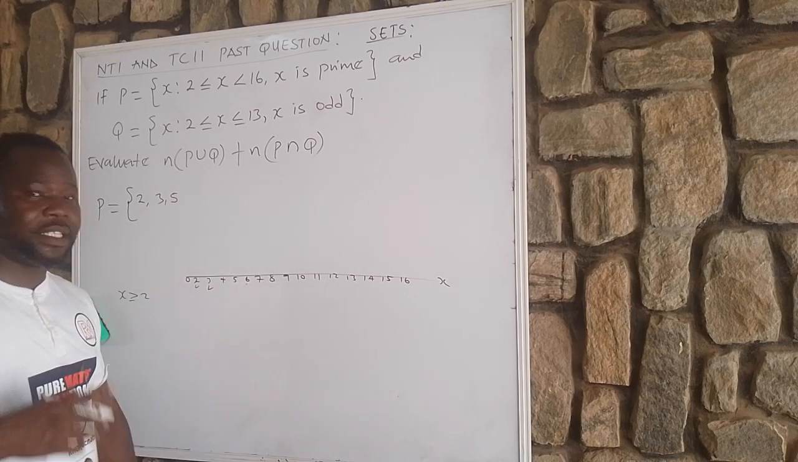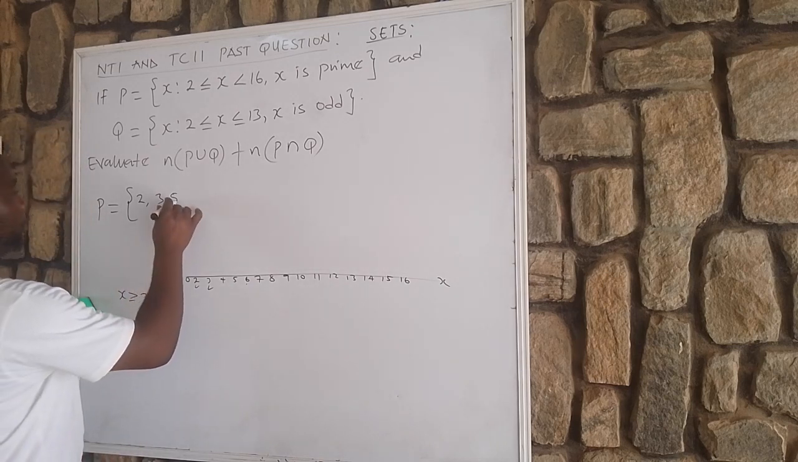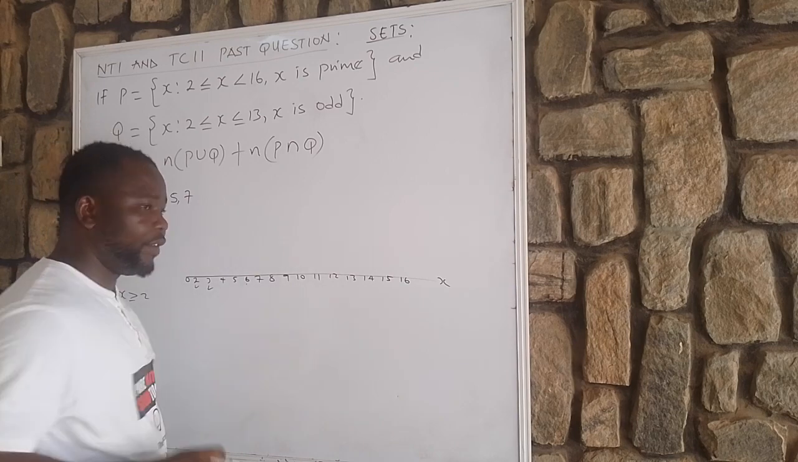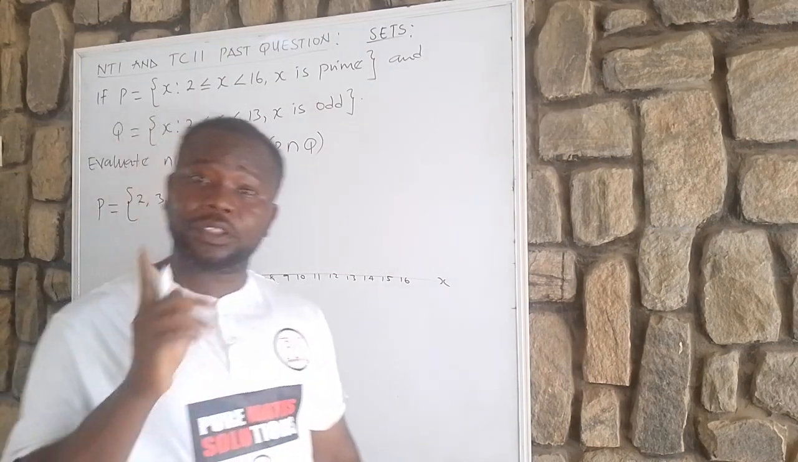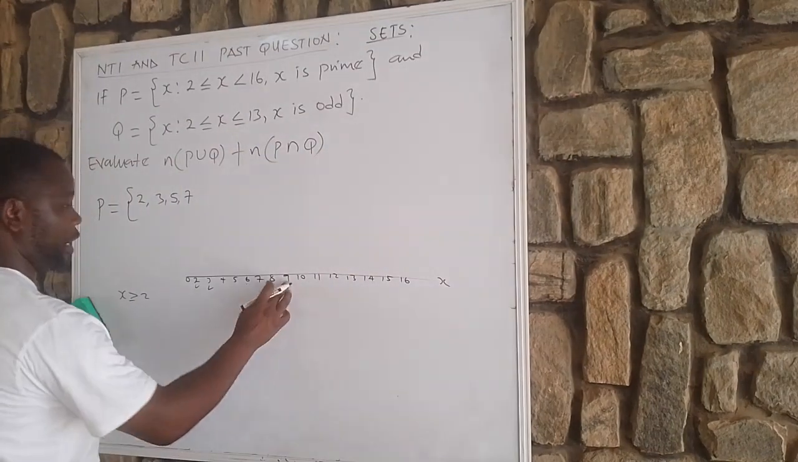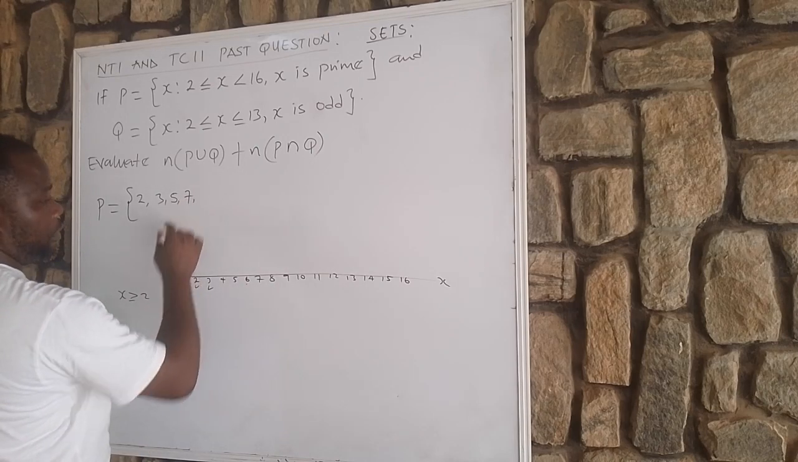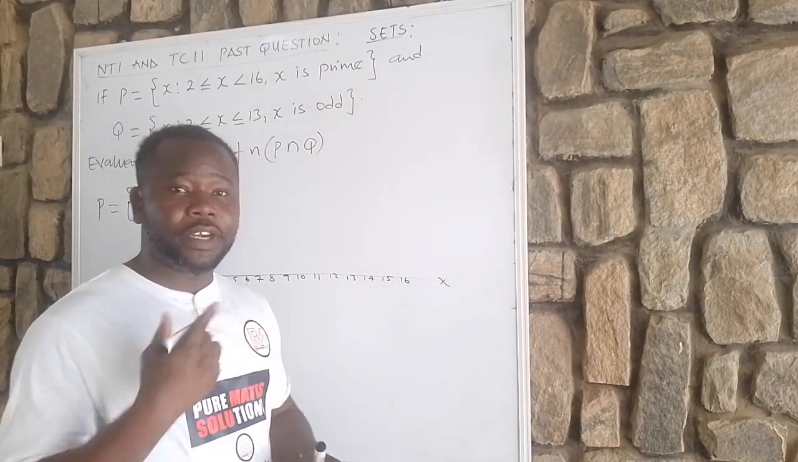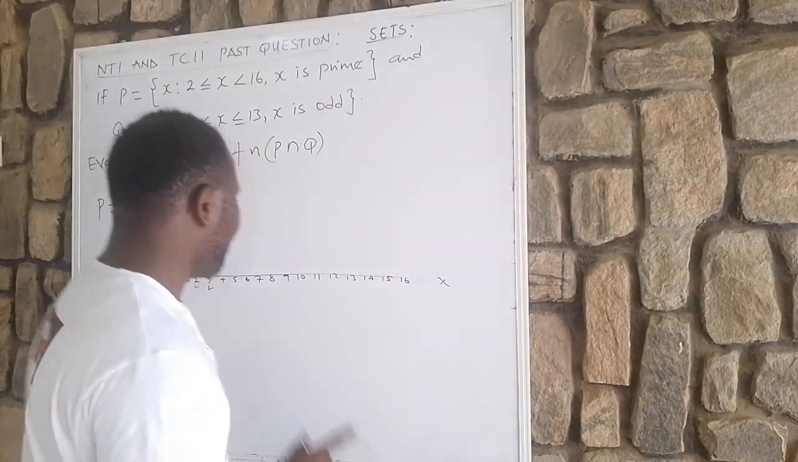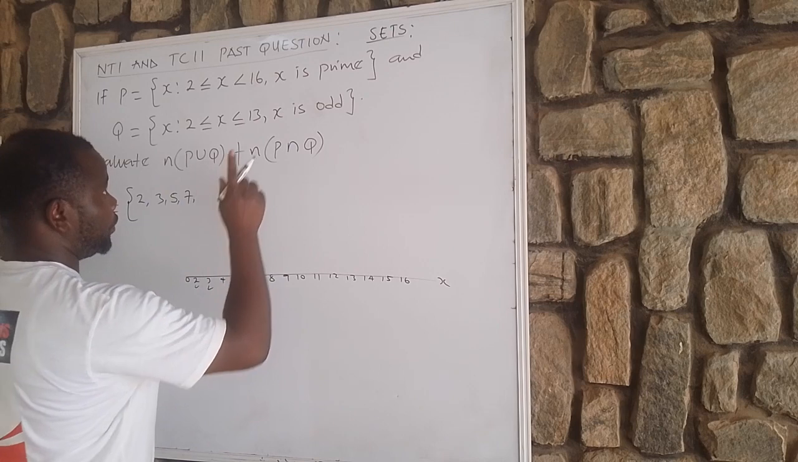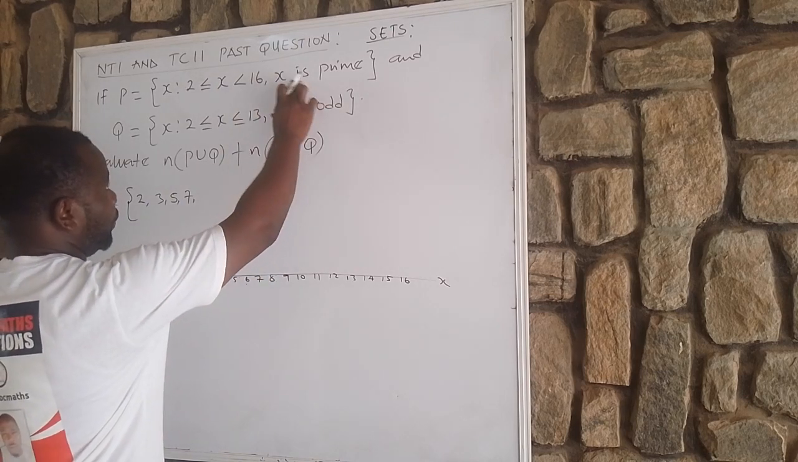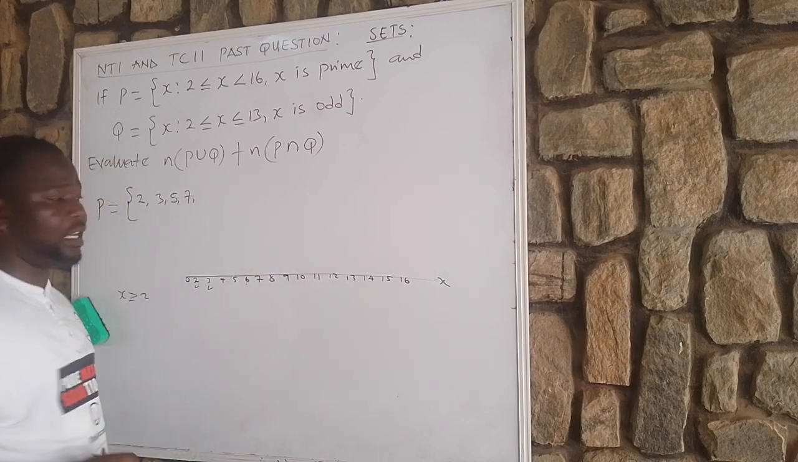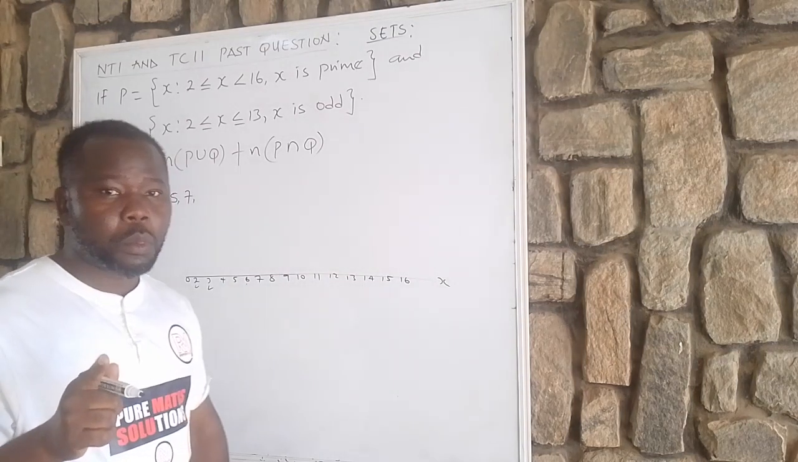7 can be divided only by itself and 1; you cannot divide it by anything else. 9 can be divided by itself and 1, but it can also be divided by 3, true or false? So we cannot go for 9. 10 can be divided by 2 and by 5, so we will not go for 10. Mind you, we are doing that because X is a prime number. 11 can be divided only by itself and 1.